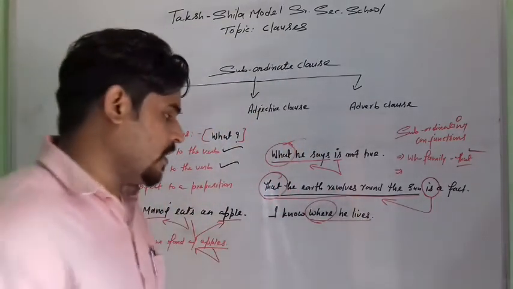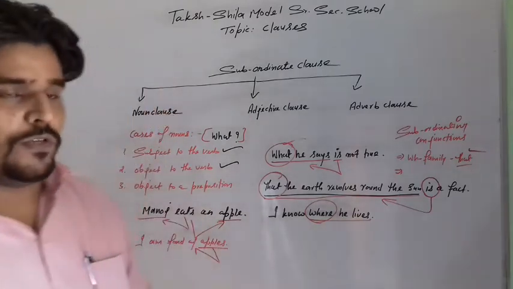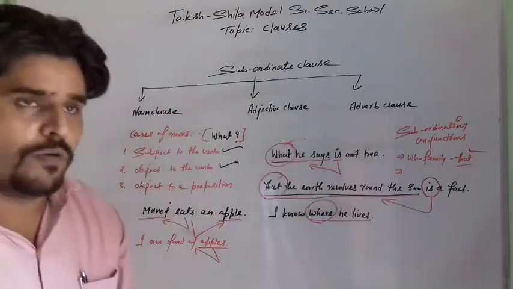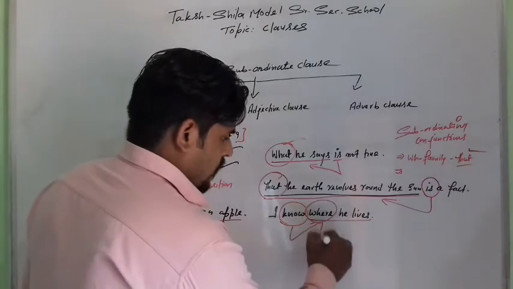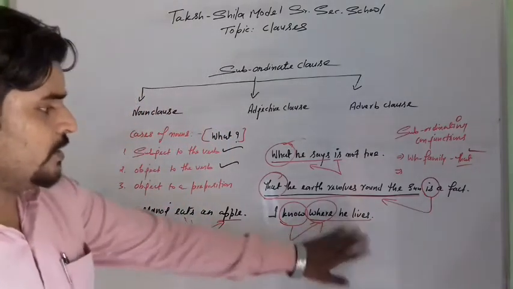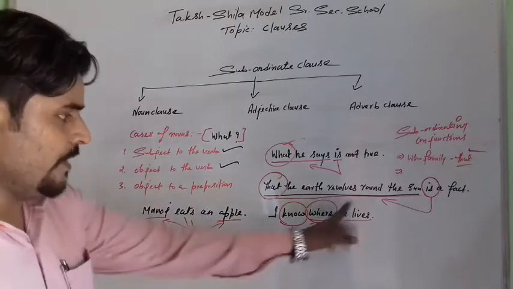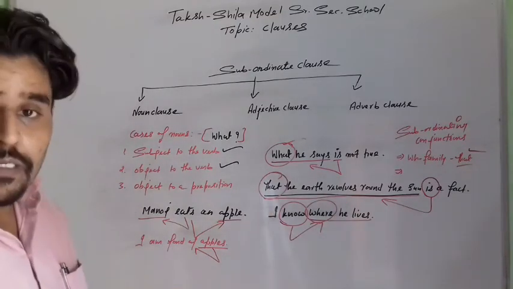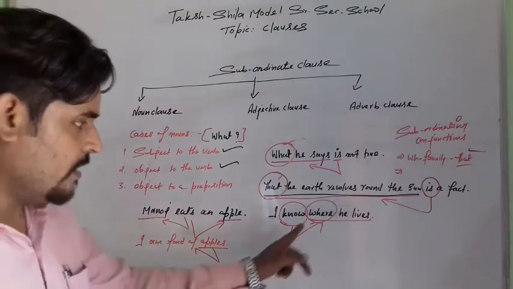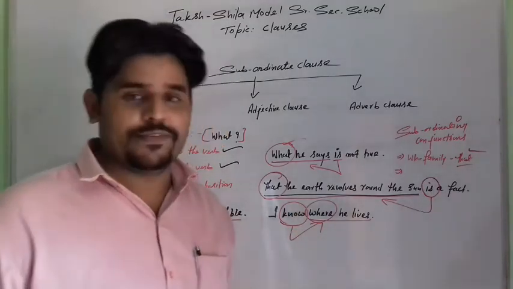So where he lives, now we need to identify the type of this clause, whether it is noun, adjective or adverb clause. So what is the verb? Verb is know, and this group of words, where he lives, is actually used as object to the verb. Now ask the verb, what do I know? Where he lives is the answer.